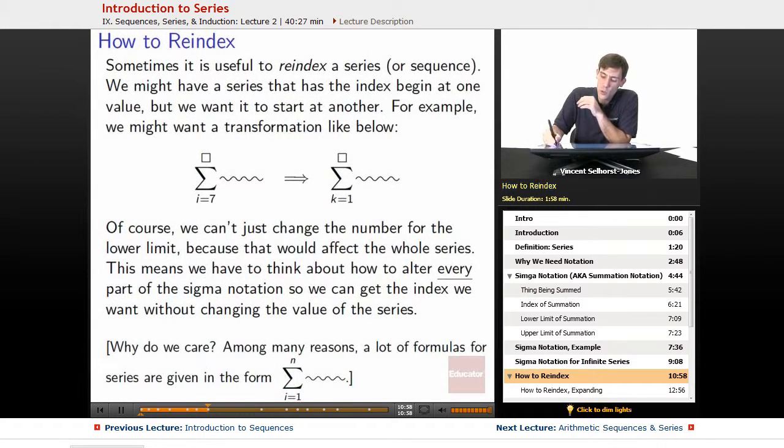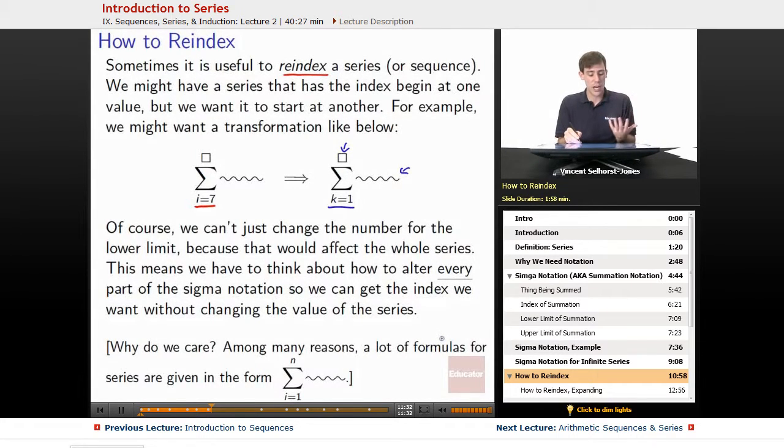Sometimes it's useful to re-index a series, or a sequence. We might have a series that has the index begin at one value, but we want it to start at another value. For example, we might want a transformation like this one here, where in our original sequence, i equals 7 is our starting index, and it's got some upper limit, and it's got some expression that we're actually working with. And we want to transform it to k equals 1. We want our starting index to be k equals 1. And we're going to, of course, need also some upper limit and something here. Now, of course, we can't just change the number of the lower limit.